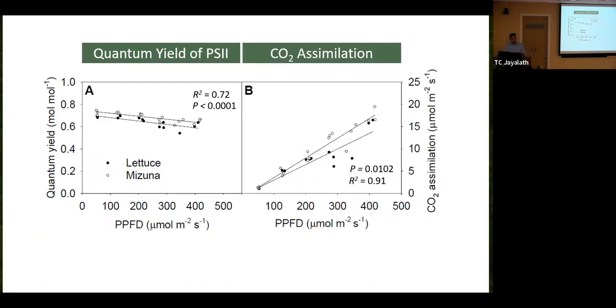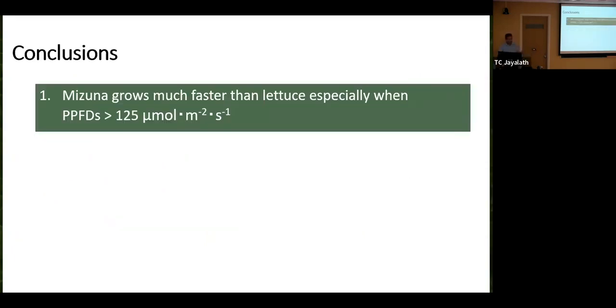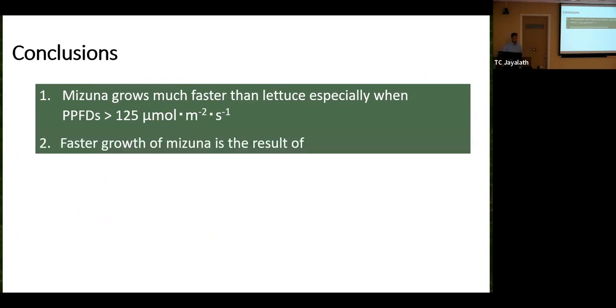Because of these two factors, the total photosynthesis was always higher in Mizuna compared to lettuce. So that is why we see higher light use efficiency. Because of these two factors, that's why Mizuna grows fast. So my conclusion: Mizuna grows much faster than lettuce, especially when PPFD is above 125.